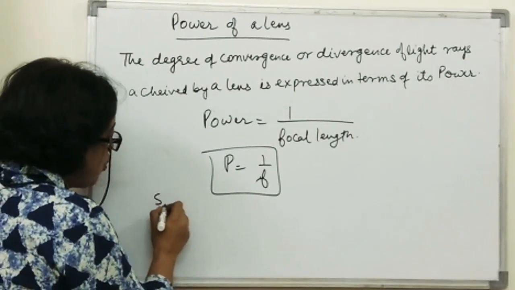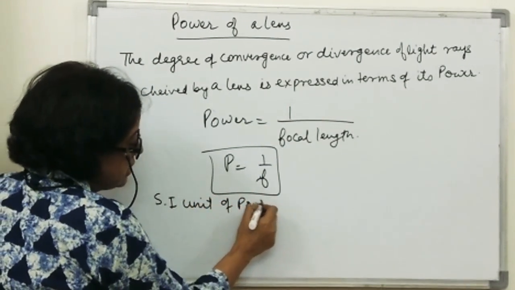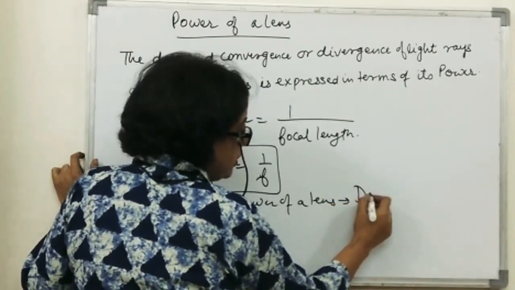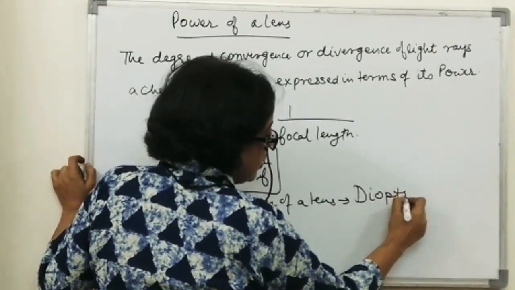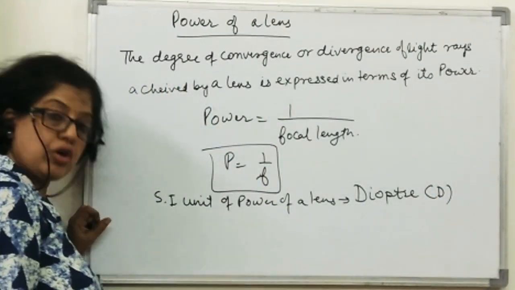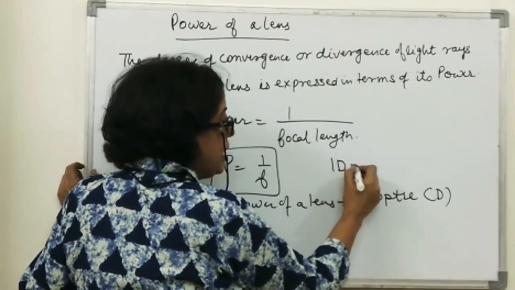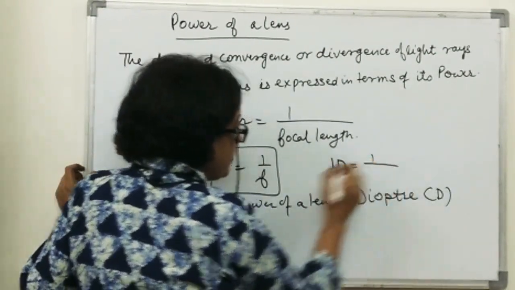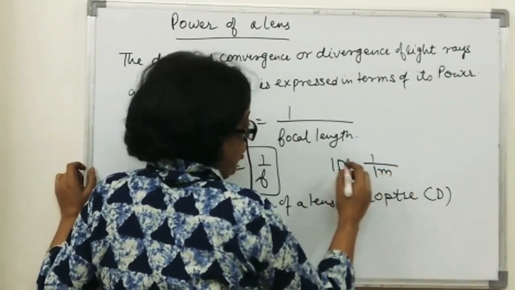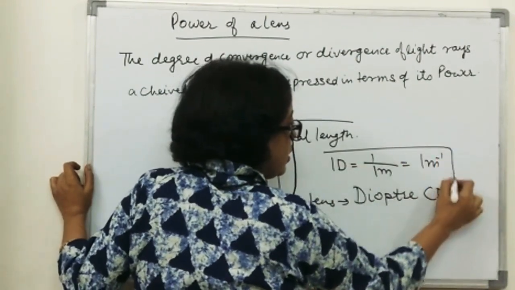Now, SI unit of power of a lens is diopter. Right? It is diopter, denoted by capital D always. Now, because this is the SI unit, from here I can say 1 diopter will be equal to 1 upon, what will be the SI unit of focal length? Meter. So 1 diopter will be equal to 1 upon 1 meter, or I can say 1 meter inverse.